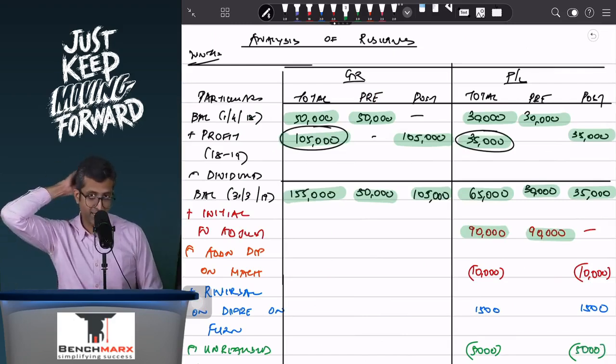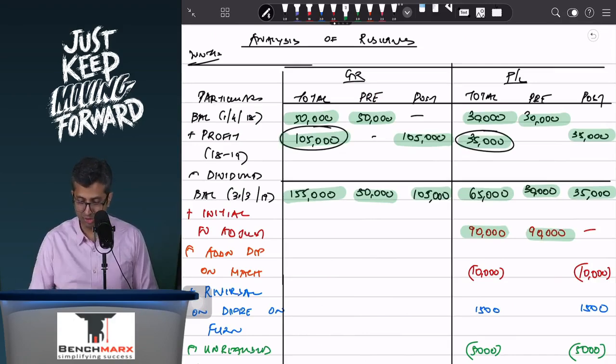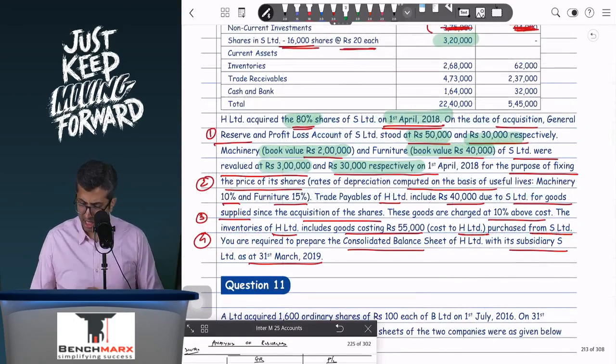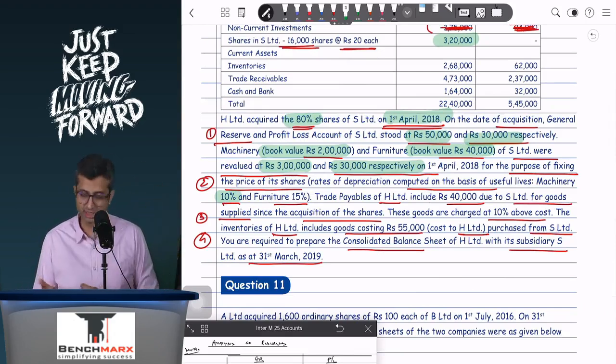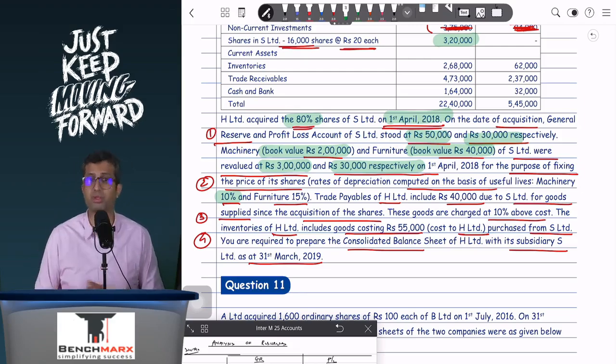So my depreciation for machinery, which was I think 10% based on the book values, they would have done 2 lakhs into 10%, that is 20,000. But based on fair value, it will be 30,000, and hence there will be 10,000 additional depreciation, which will go in the post-acquisition section. Similarly for furniture, they would have depreciated 40,000 into 15%, that is 6,000. Ideally, it should be 30,000 into 15%, that is 4,500. So there is a 1,500 reversal of depreciation.